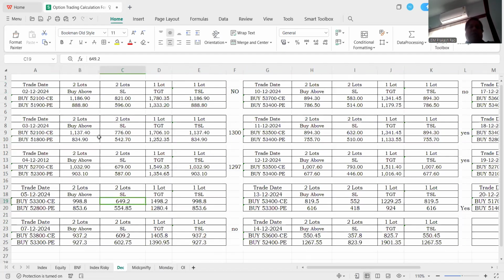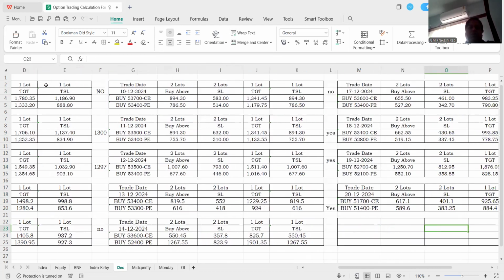In fact, I have given this entire data of December in the WhatsApp. On 2nd of December, there was no entry either on the call side or the put side as per this data. You might have had entries. Then on 3rd of December, it went from 1137 to 1300 high. 4th of December, 1032 to 1297. 7th December, no entry. 14th December, also there was an entry.